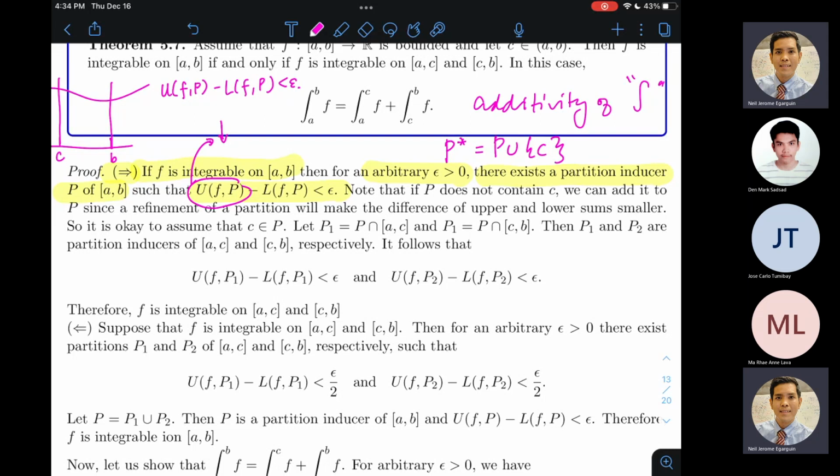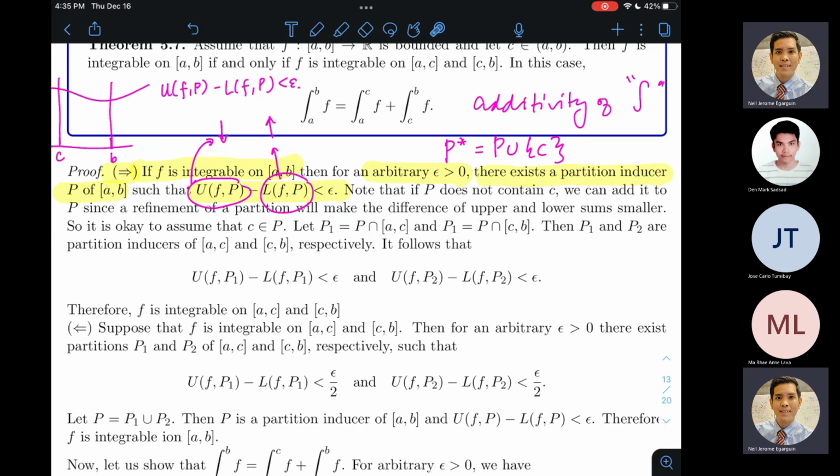Okay? Pagka ni-refine ko si P. Tapos, kabaligtaran na naman yung nangyayari sa lower Riemann sum. Kapag nagdagdag ka ng isang element dun sa partition inducer, nagiging mas malaki yung lower Riemann sum. Okay? So, the lower Riemann sum of a refinement is larger than the lower Riemann sum of the original partition inducer. So, ano nangyayari dito? Lumiliit yung minuend, lumalaki yung subtrahend, so yung upper Riemann sum minus lower Riemann sum with respect to the refinement of the original partition inducer is smaller than the original difference. Dahil yung original difference ay mas maliit kay epsilon, yung upper minus lower dun sa partition inducer na refinement ng original na given ay magiging mas maliit din kay epsilon.